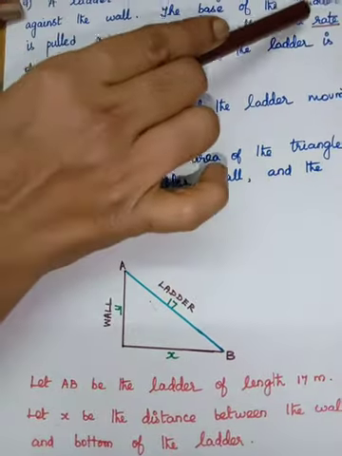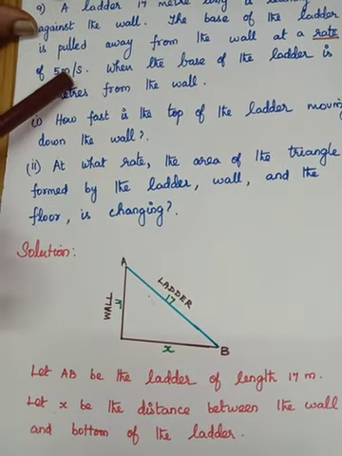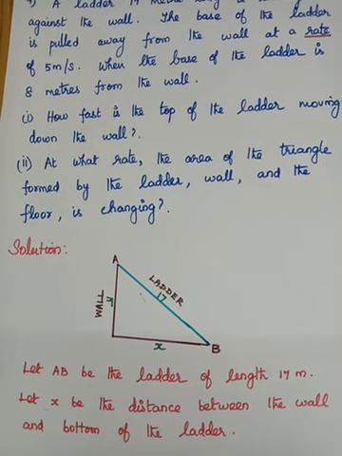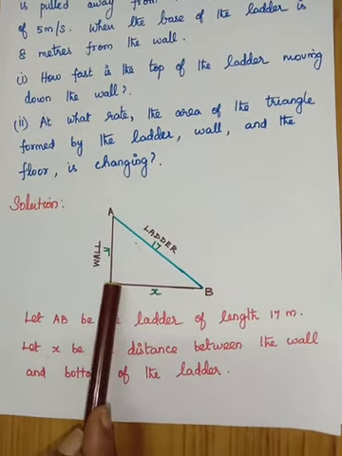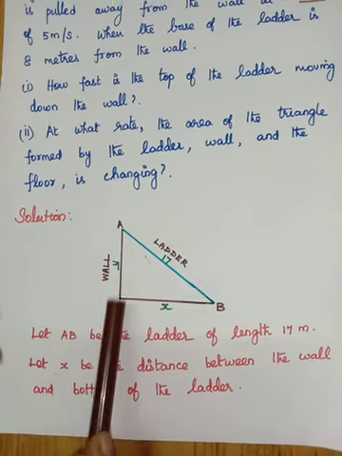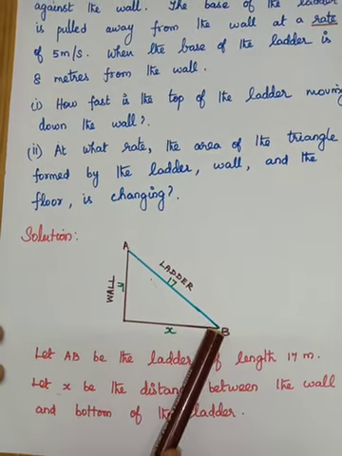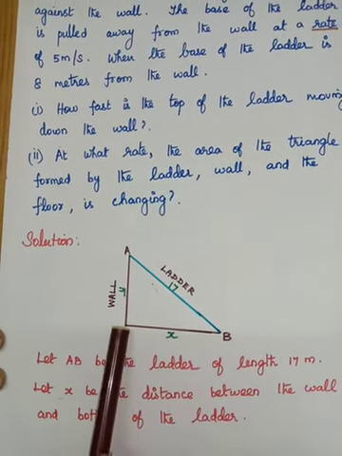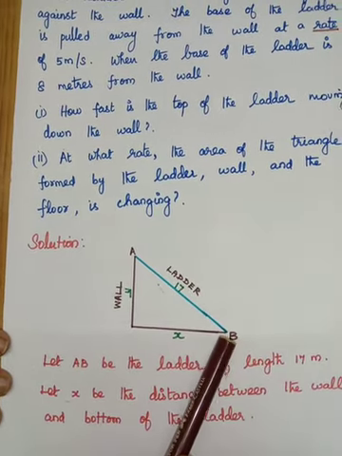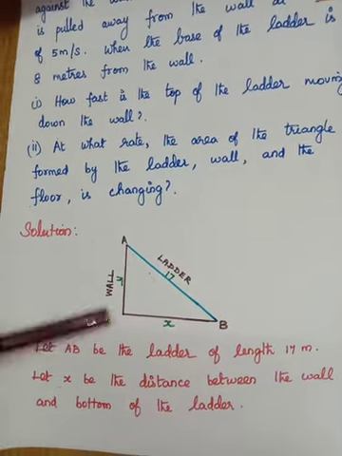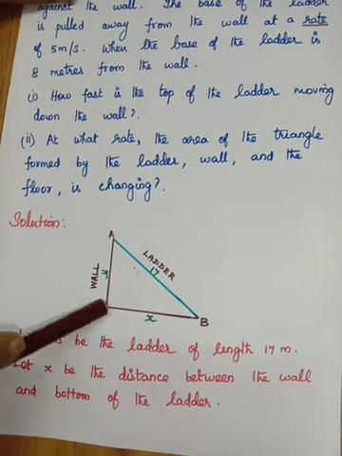See, the base of the ladder is pulled away from the wall at a rate of 5 meter per second. So to denote this, we need some variable. So here AB is the ladder. Here I am going to denote x. x is the distance between the wall and the base of the ladder, or the bottom of the ladder. And what is y? y is the distance between the top of the ladder and the bottom of the wall.